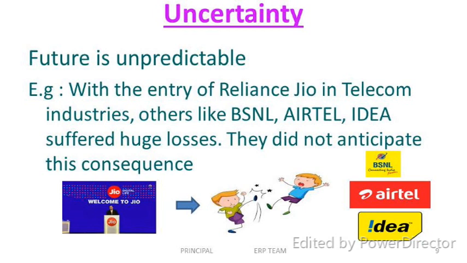It is very difficult to predict the changes of business environment no matter how perfect a company is, as the environment is changing very fast. For example, with the entry of Reliance Jio in the telecom industry, companies like Airtel, Idea, BSNL suffered huge losses. But they never could predict this downfall beforehand because of the uncertain nature of business environment.